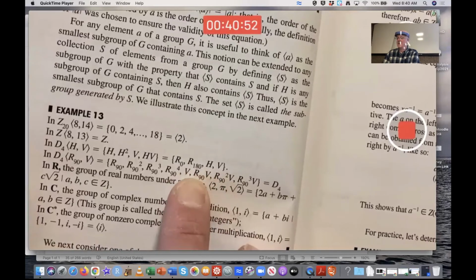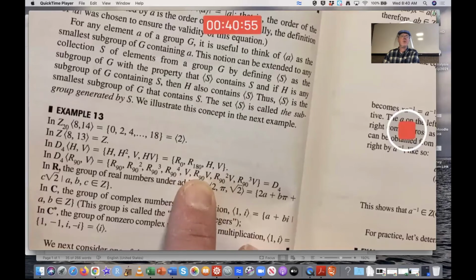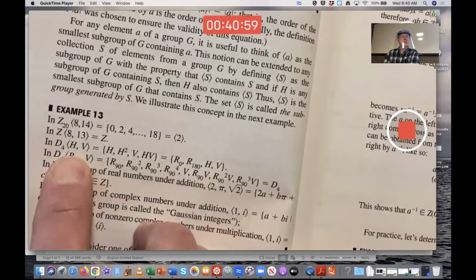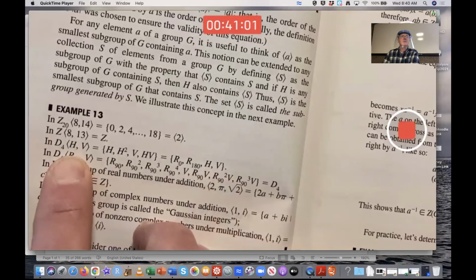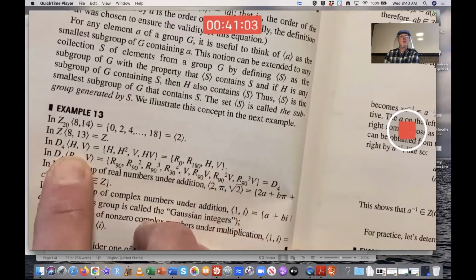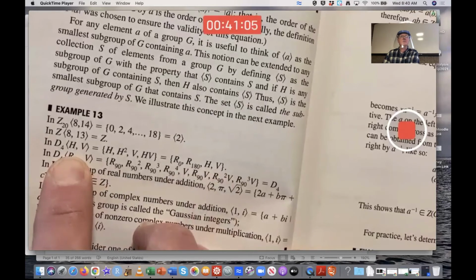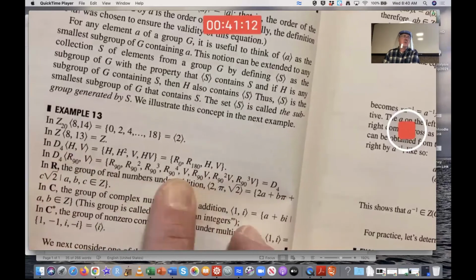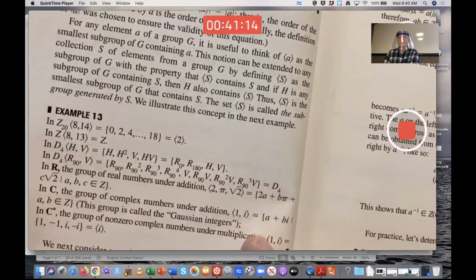If we got rid of R180, it turns out it wouldn't be a subgroup anymore. You don't want to get rid of H or V because they're what's over here. If you got rid of R180, it would no longer be a subgroup. Turns out H composed with V equals R180. So it's got to be in there.